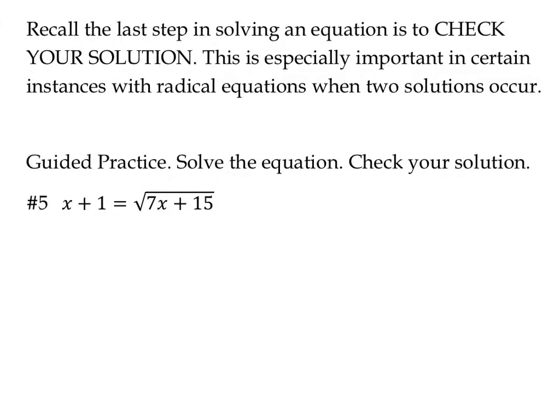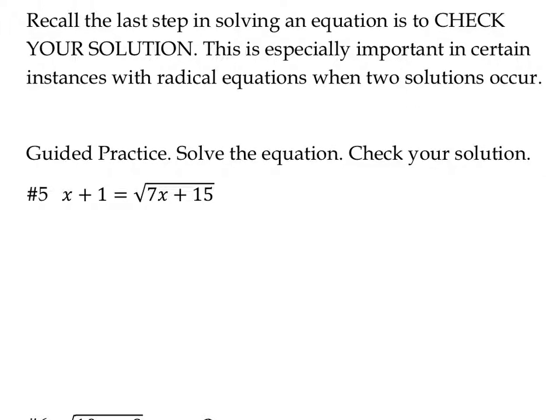So we see this first example here. Don't worry that it says number 5. It's our first one of this lesson. x plus 1 equals the square root of 7x plus 15. So we know to get rid of that radical on the right side, we're going to square both sides of the equation. We want to make sure we square that whole x plus 1. You're going to FOIL that. It is not x squared plus 1. We have x plus 1 squared. That's x plus 1 times itself. That's going to give us x squared plus 2x plus 1.